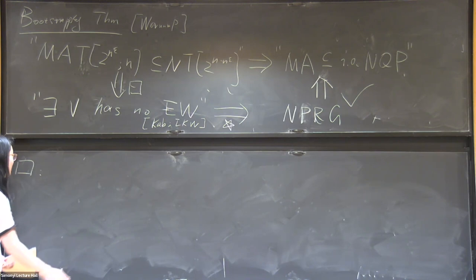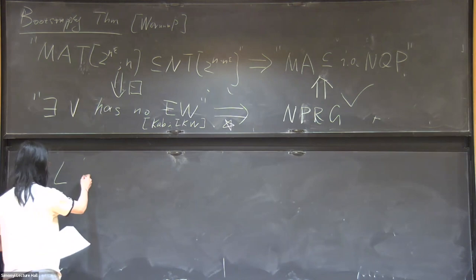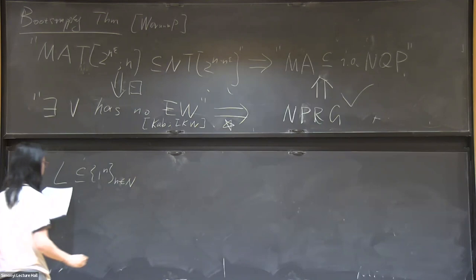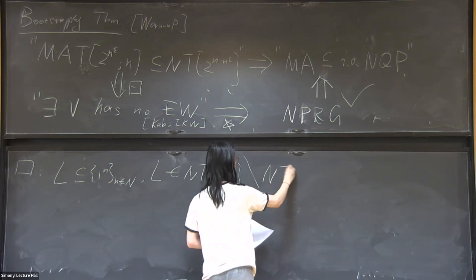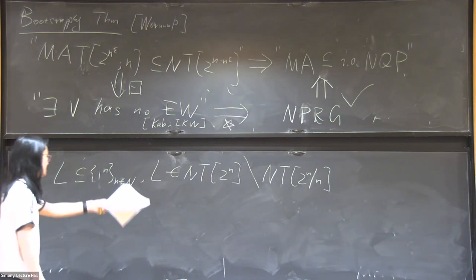First of all, an intuitive choice for the language is the hardest language, right? You want something hard, of course. You can do it by the nondeterministic time hierarchy. So there exists a unary language L which is in nondeterministic 2 to the n time, but not in nondeterministic 2 to the n by n time. So this is going to be our unary language to look at. This makes sense because this is the hardest language in nondeterministic 2 to the n time in some sense.